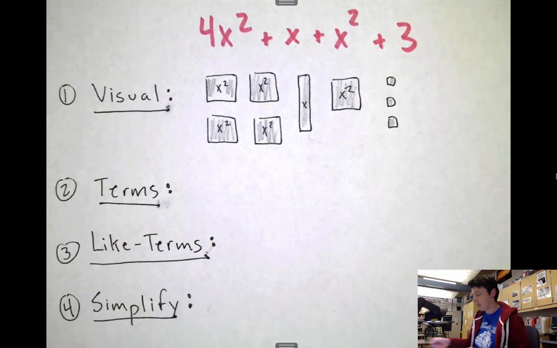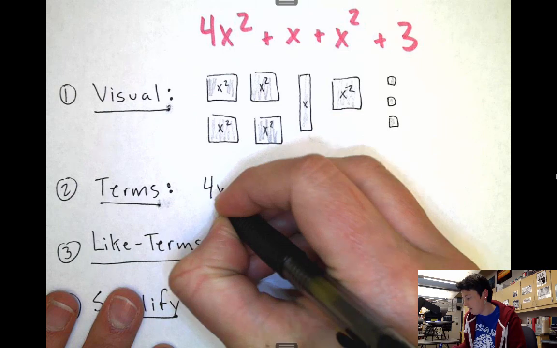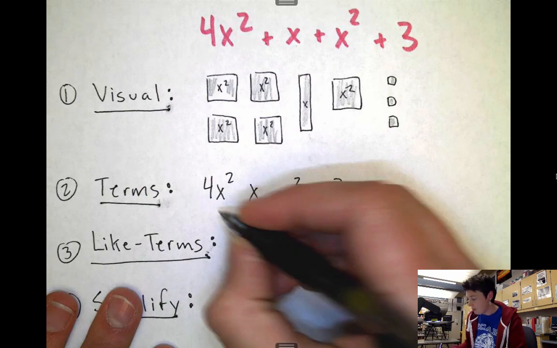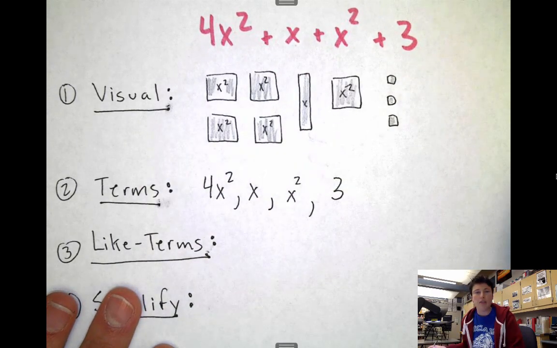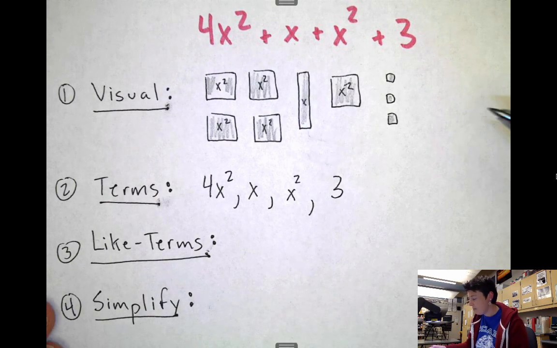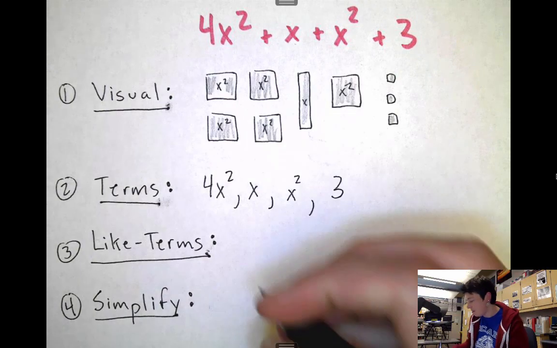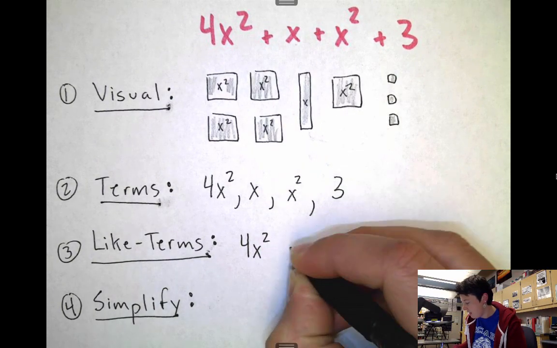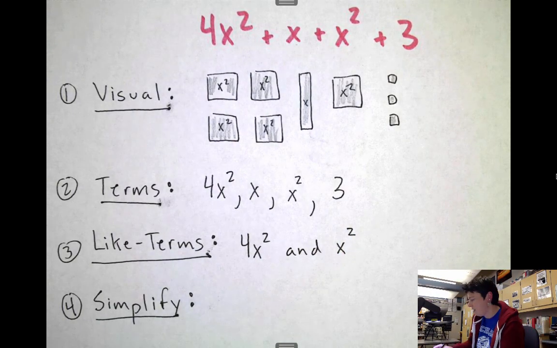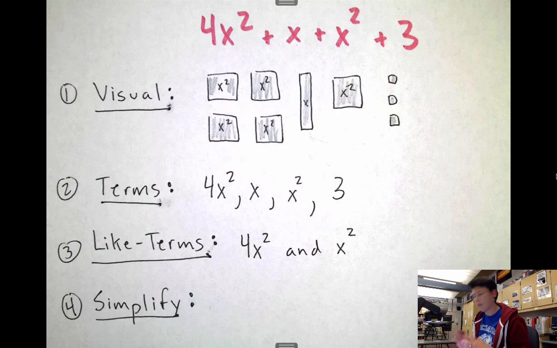So there it is. There's all my tiles. Now I'm going to list out what my terms are. So the terms are all the items in the problem. We have a 4x squared, we have an x, we have an x squared, and we had 3 units. And so I'm just going to put a little comma in between each of these and make it into a list. The like terms are the tiles that are the same. So in this problem, I see 4x squareds, but I see another x squared over here. Those are like terms. They're the same thing. So 4x squared and the extra x squared are like terms. I don't see anything else. This is the only x. These are the only units. I don't see any other ones that I can combine together. So those are the only like terms.